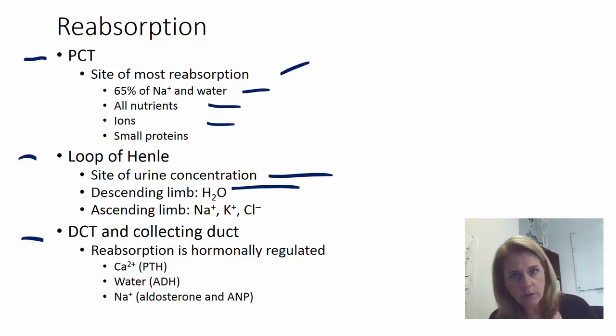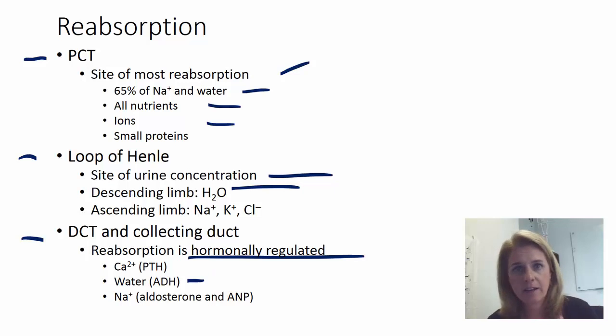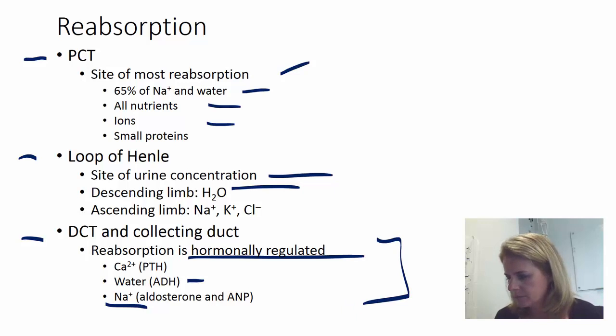The distal convoluted tubule and collecting tubule is where you have some more reabsorption occurring, and it's under the control of hormones, and specifically parathyroid hormone, which is going to help with calcium reabsorption, ADH, which is anti-diuretic hormone for water reabsorption, and then aldosterone and atrial natriuretic peptide for sodium reabsorption. So this is where your endocrine system comes in. Again, that has to do with regulating water volume, which has to do with regulating blood pressure, and then cardiac output. So all this stuff is starting to tie together now, I hope.